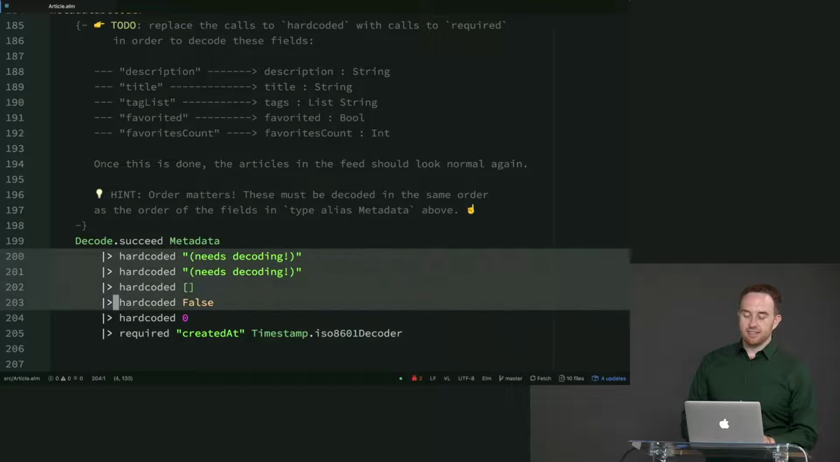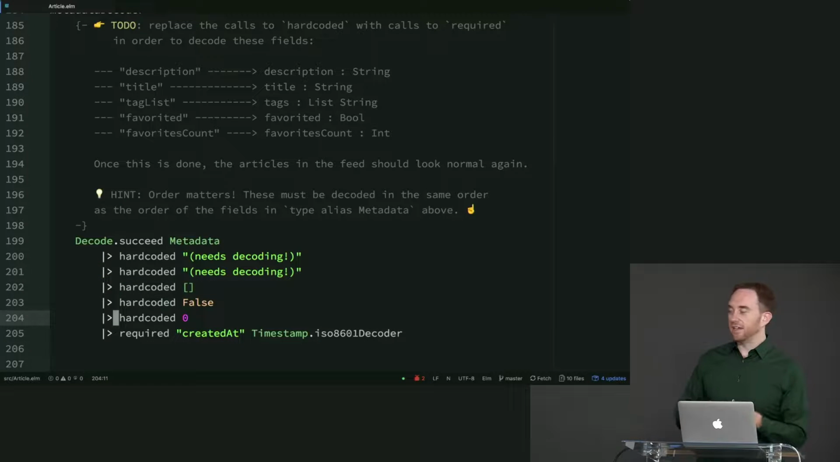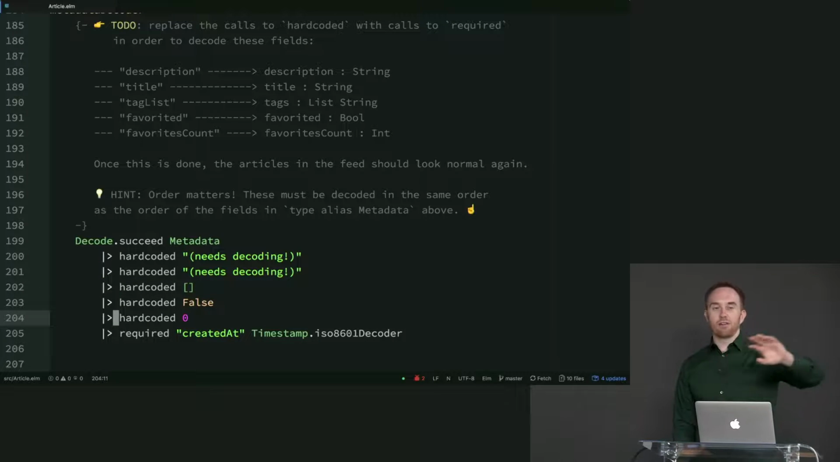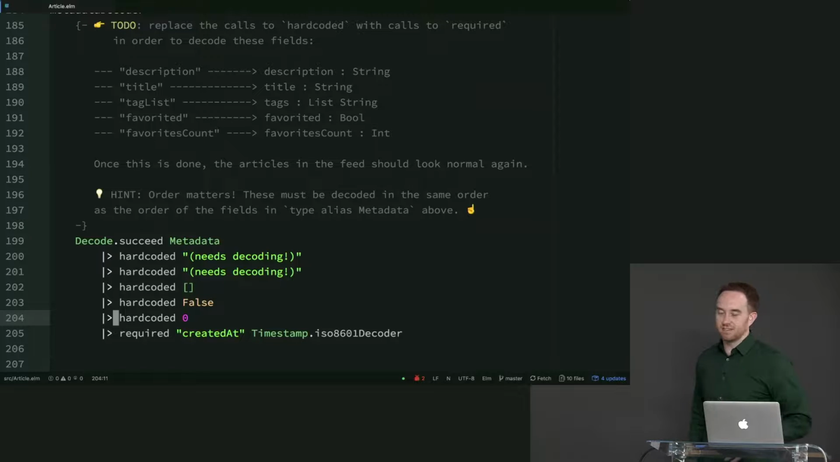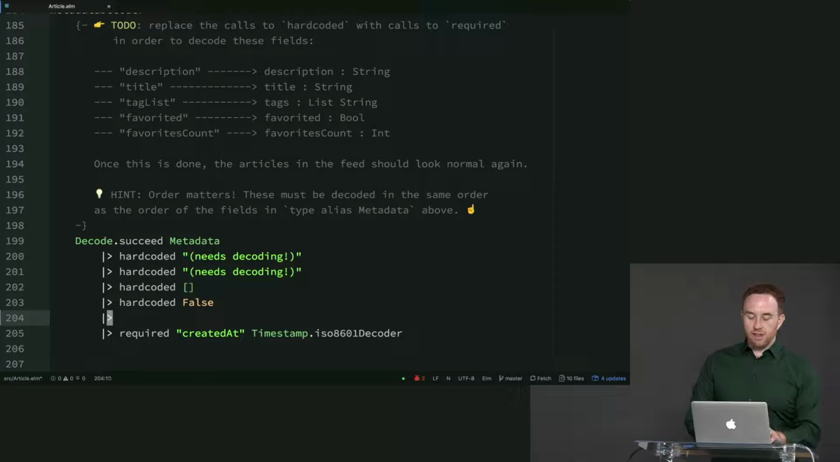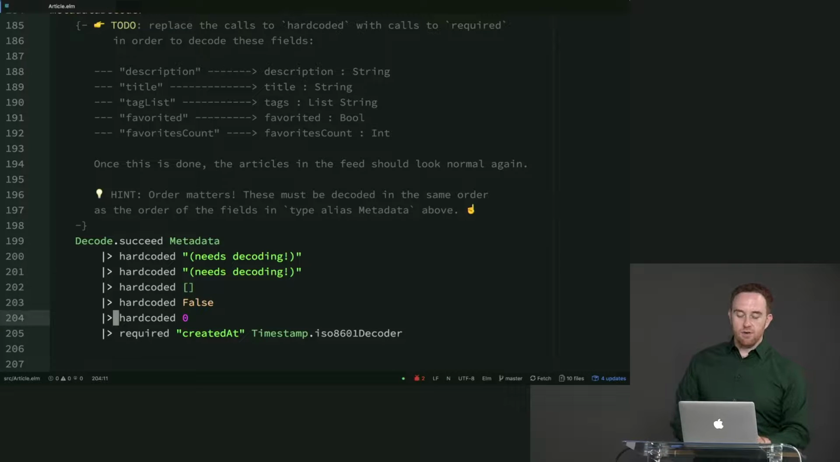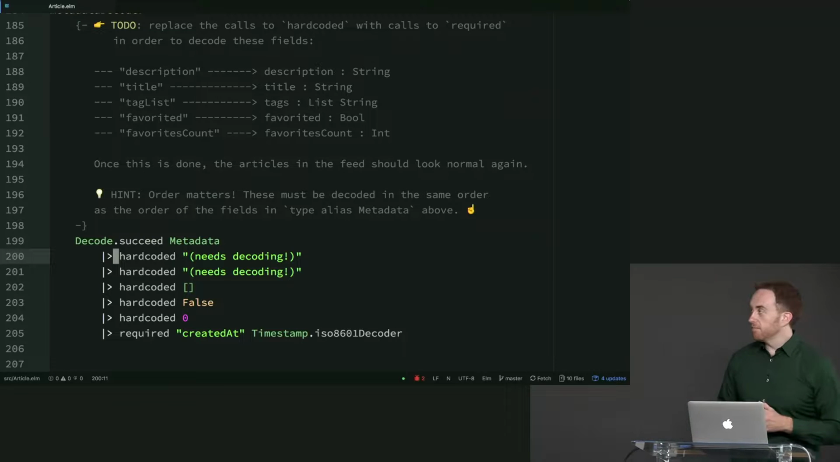Hard-coded is something that happens in these pipeline decoders. If you say, you know what, I don't even want to look at the JSON, just hard-code it to always be this value and just stick that right there in the record. So what we're going to do is replace all of these calls to hard-coded with calls to required in order to decode these things properly.